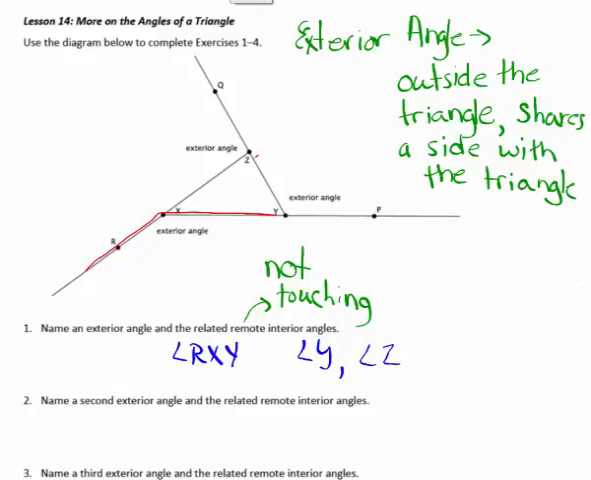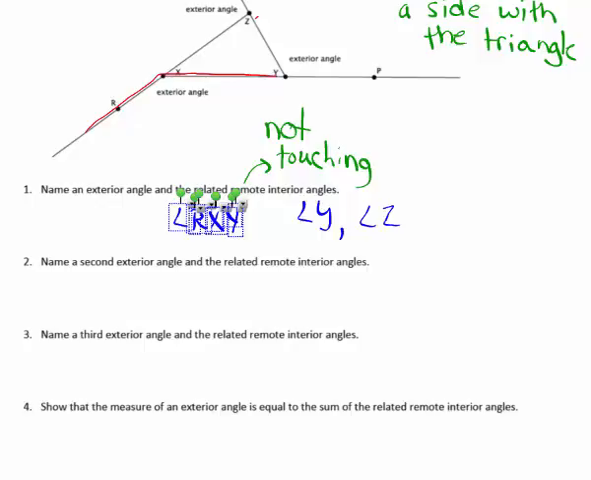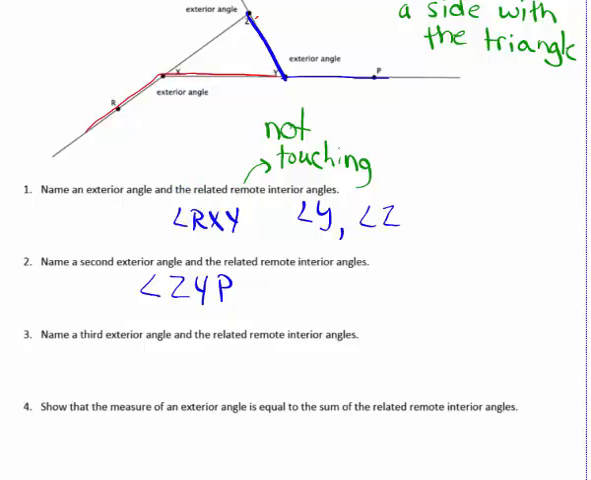I'm going to do this in a different color. So my second exterior angle, here it is labeled. That one is angle ZYP. Its remote angles, the ones that are not touching it or don't have the vertex for it, are angle Z and angle X.